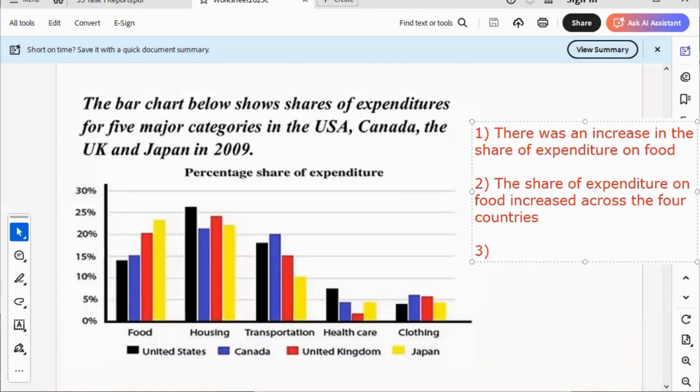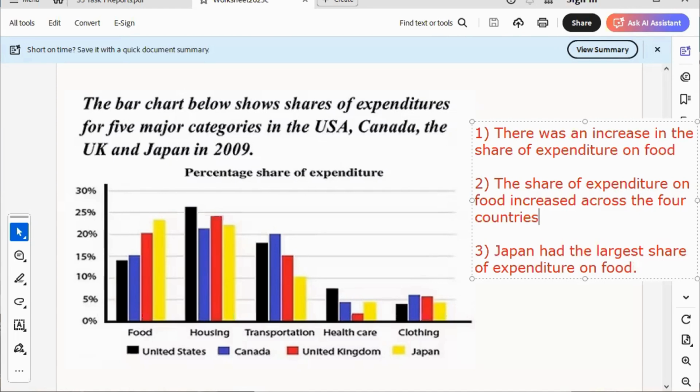Sentence number three. You are going to tell me the sentence that is correct. Okay? Sentence number three is that Japan had the largest share of expenditure on food.